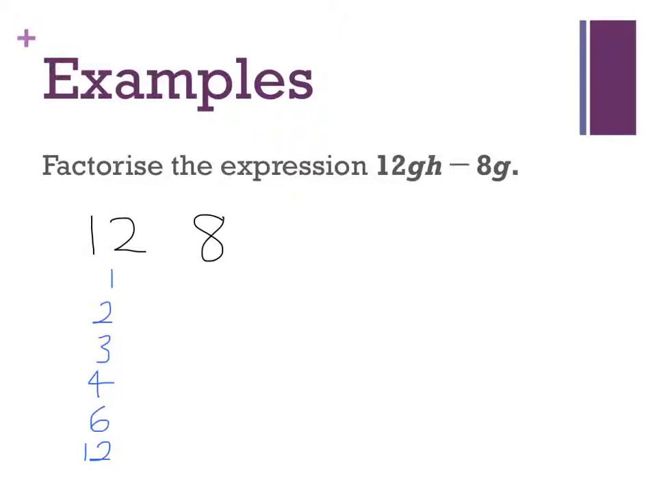Let's do my factors of 8. 1 goes into 8, 2 goes into 8, 4 goes into 8, 5. Oh, no, wait, 5 doesn't. 6 goes into 8, 7 doesn't go into 8. Oh, okay, 6 doesn't either. So it must be 8 is my last one.